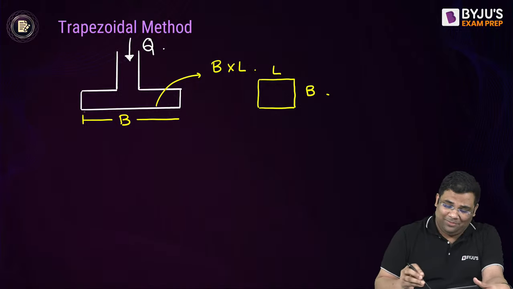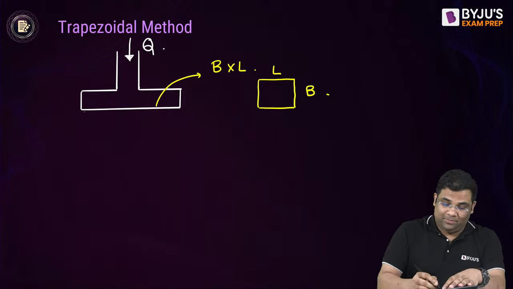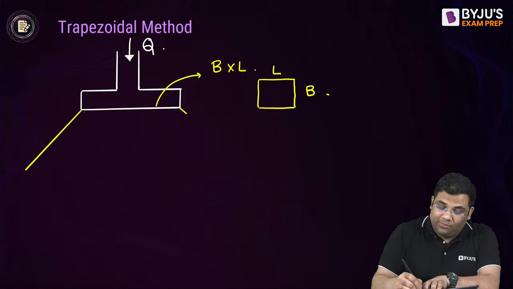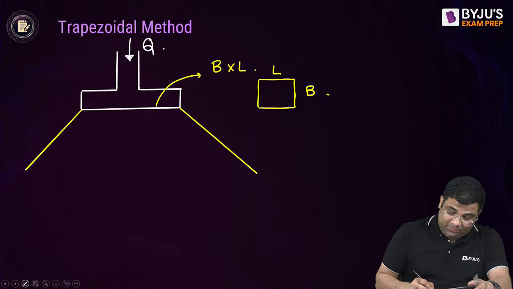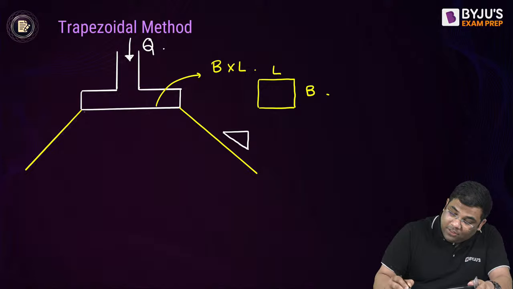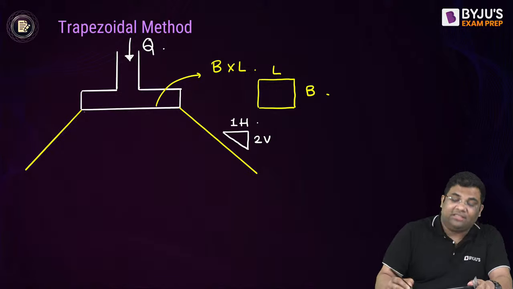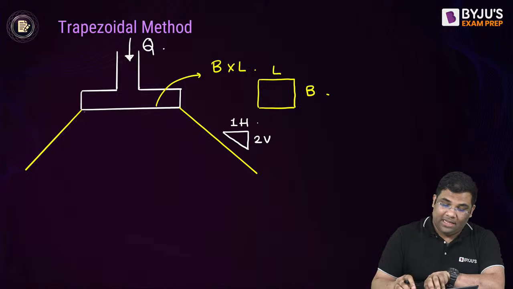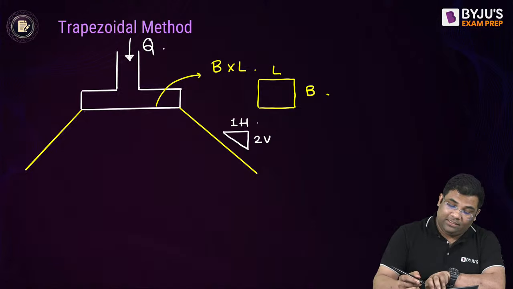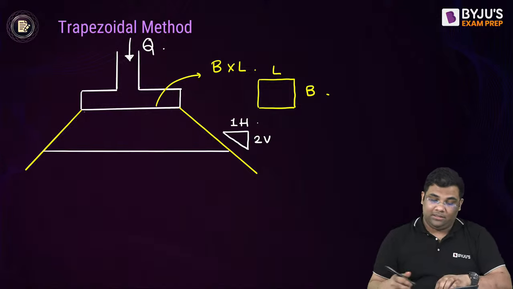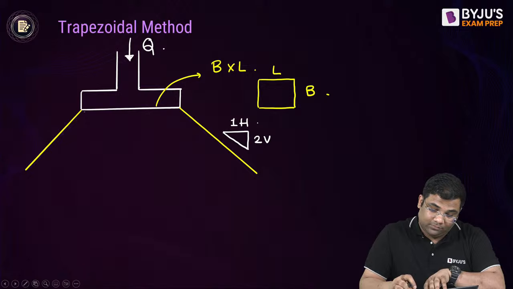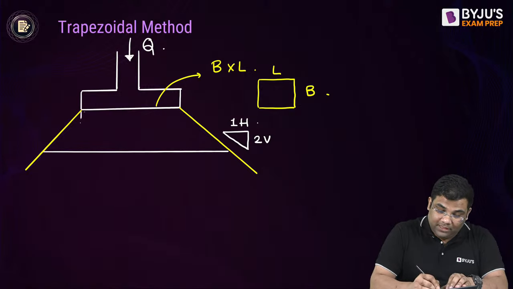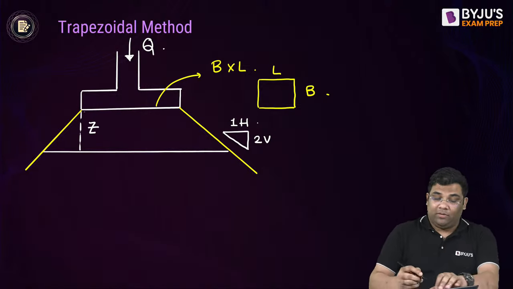Very good. So here there will be dispersion. The load will get dispersed at a particular dispersion angle. Now what is the slope of this dispersion line? The slope is 2 vertical to 1 horizontal. So if I am trying to see the area at depth Z from this particular footing, let me make it a little straight. At depth Z from this particular footing.